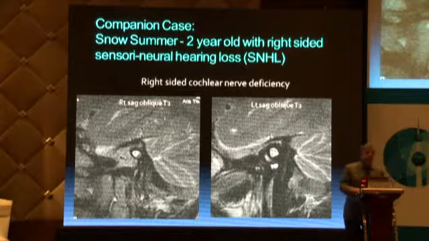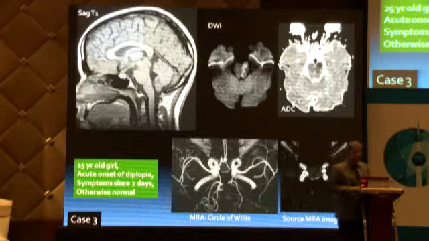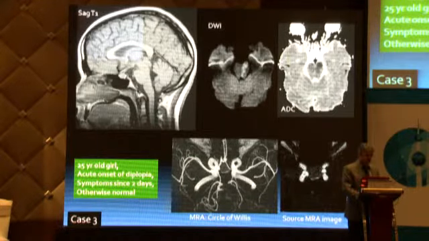So this was right cochlear nerve deficiency, just a companion case. Okay, we come to case 3. And this is a little more images over here, so we'll take our time.